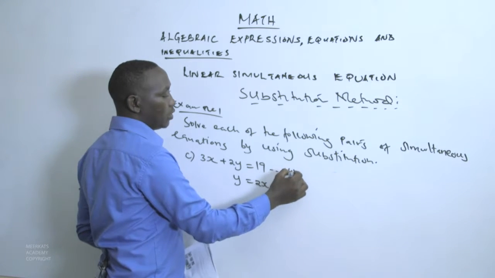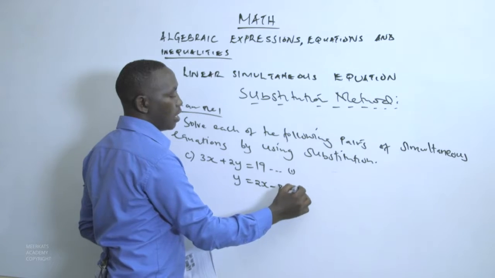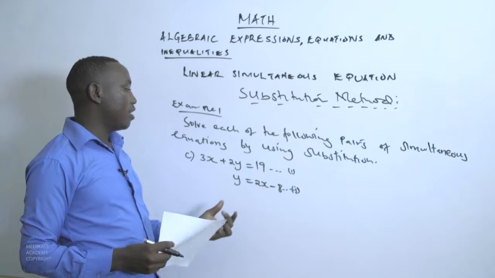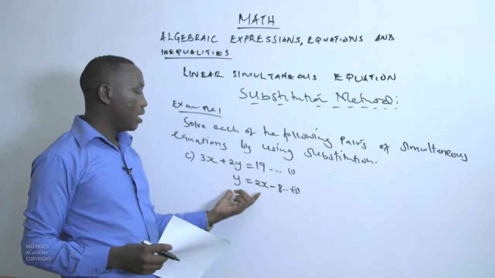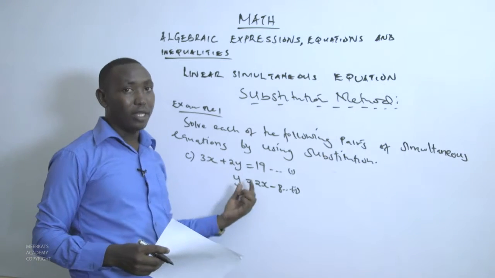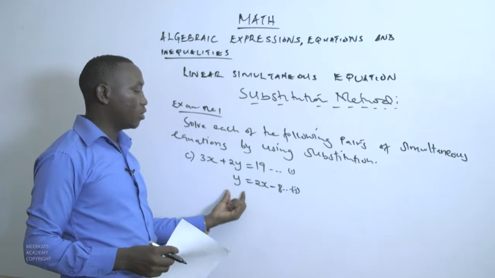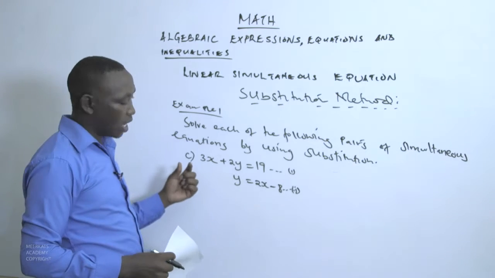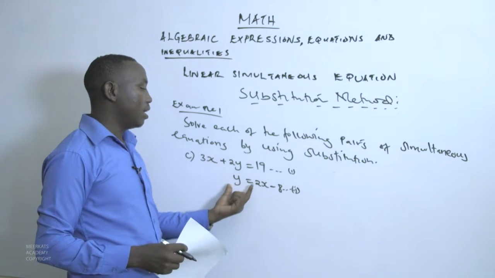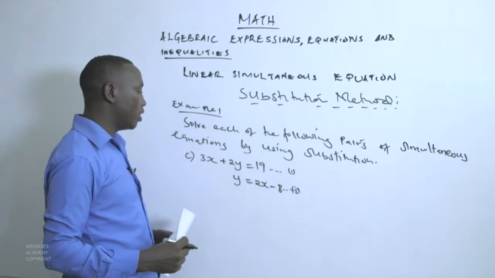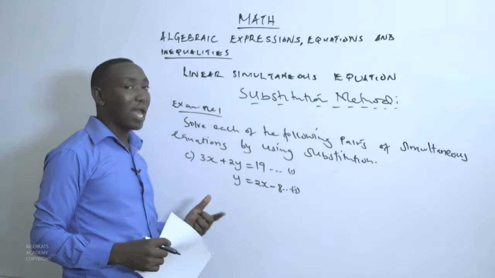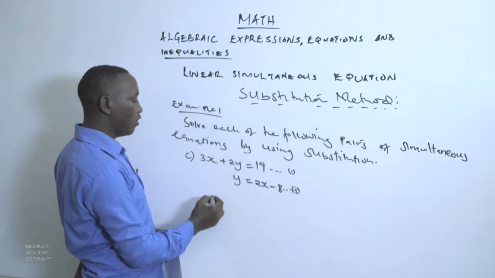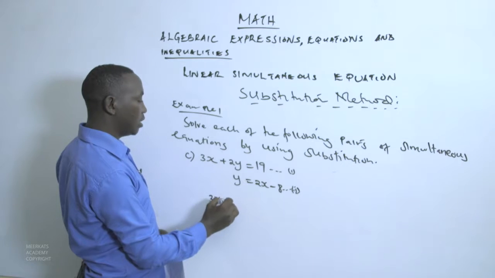This one, we can take it to be the first equation, and this one to be the second equation. Again, the first step has been done for us, that is getting one pronumeral in terms of the other, and we've been given that y is equals to 2x minus 8. Therefore, we can proceed and replace the value of y in the first equation for us to obtain a third equation.